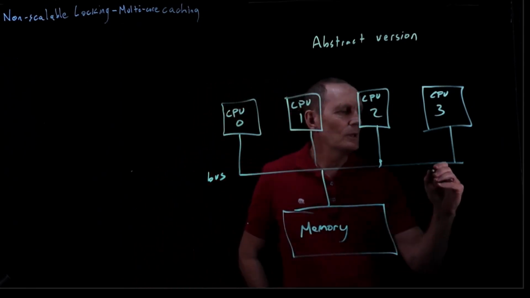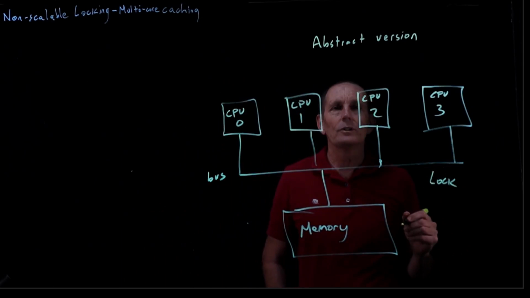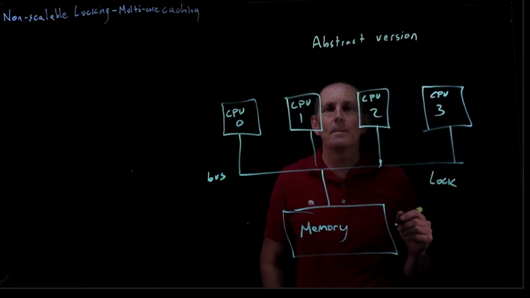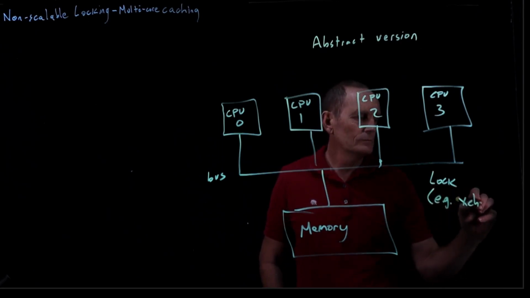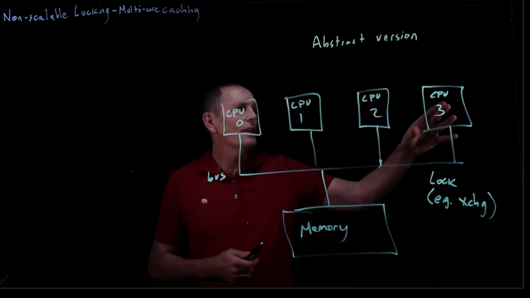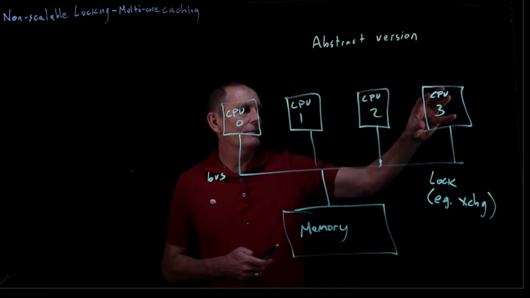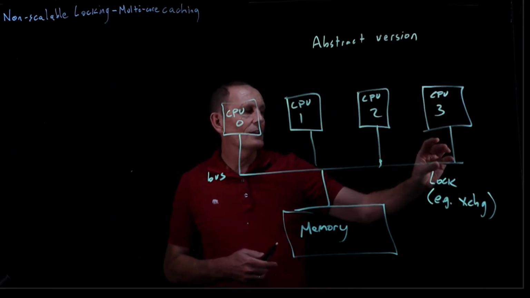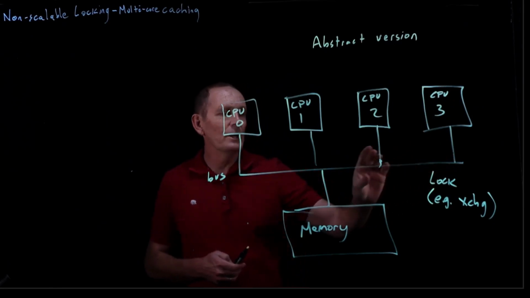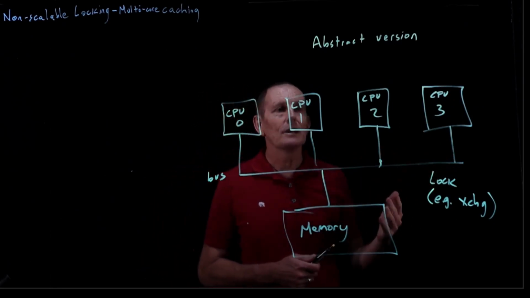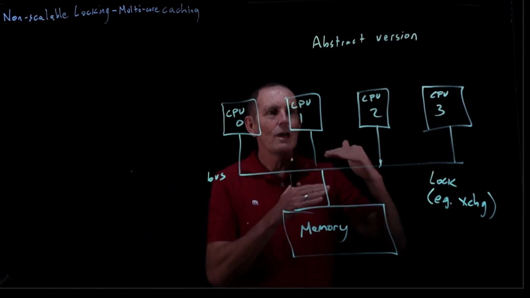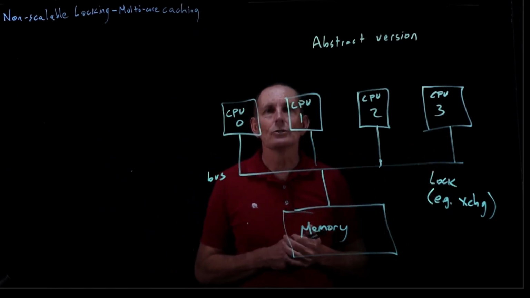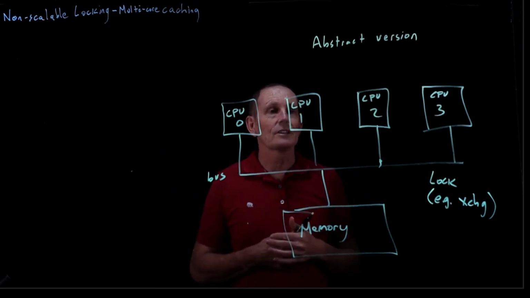memory. And when we do a lock, we will use some sort of atomic primitive. So we might use, for instance, exchange. And the idea is that for a given CPU that does an exchange, it will read from the bus the existing value at that address, and then write to the bus the new value. And it will do that, locking the bus between those two different operations so that nothing else can happen along the way. Okay. That is the abstract version.